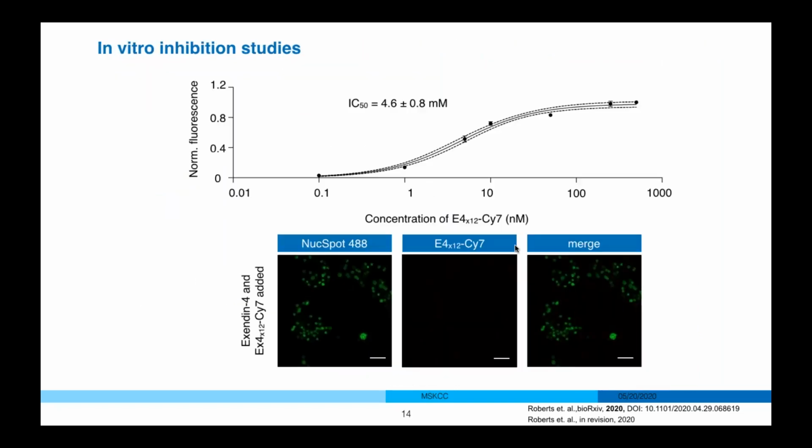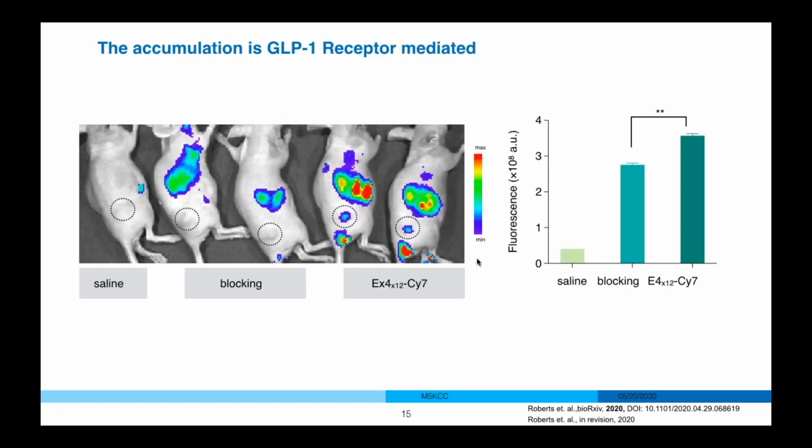We have also determined its IC50 values, measured here in a competitive assay, and we have shown that there is no significant reduction of glucagon-like peptide 1 receptor target binding. These numbers are comparable to exendin-4, which is around 3 nanomolar. We have also done a blocking study where we blocked with five-fold excess of exendin-4, and you can see that there is no fluorescence shown in this graph.